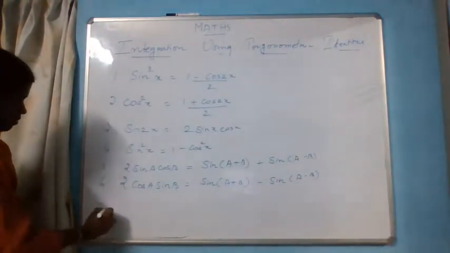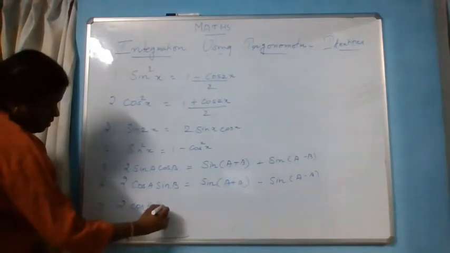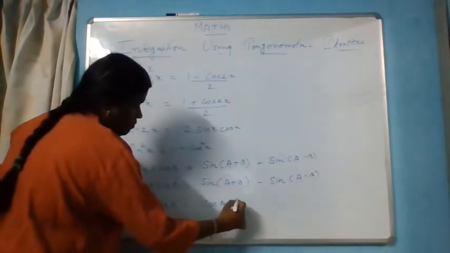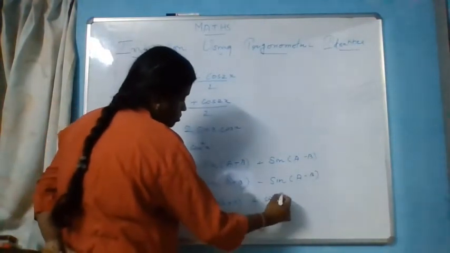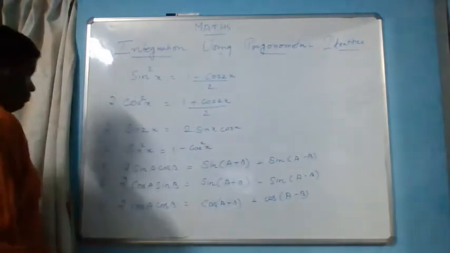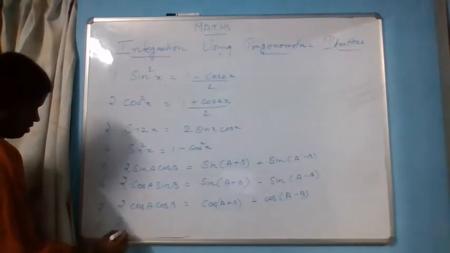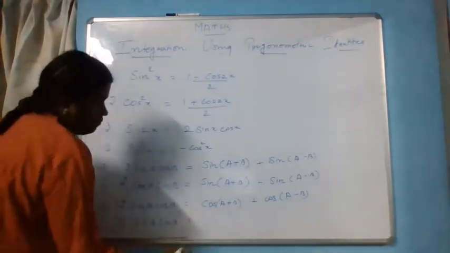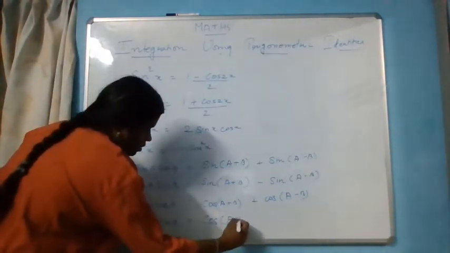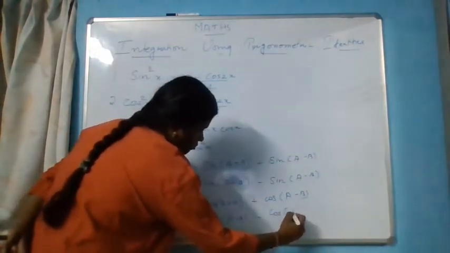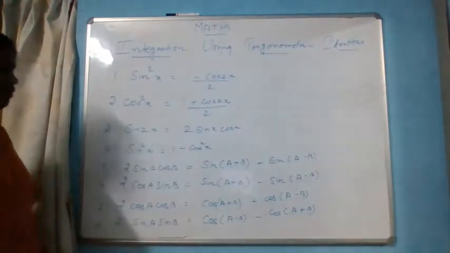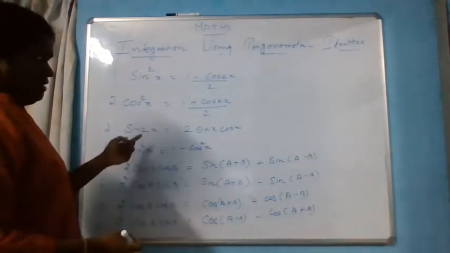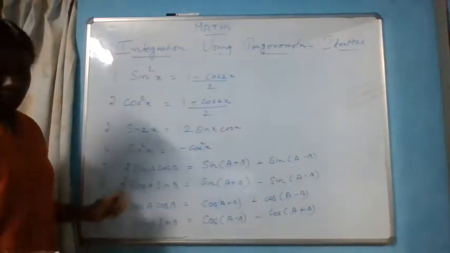And then you have 2 cos a cos b is equal to cos of a plus b plus cos of a minus b. Then 2 sin a sin b can be written as cos of a minus b minus cos of a plus b. So these are the formulas which we will be using in solving integration, to make the integration simpler, and that will help us to solve the problems in an easier manner.